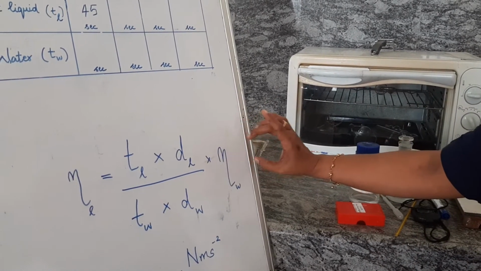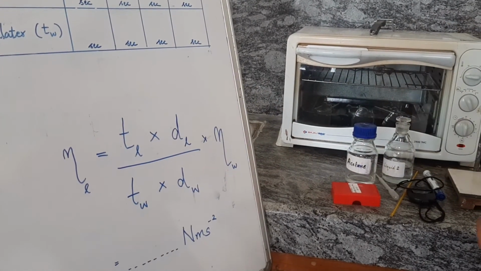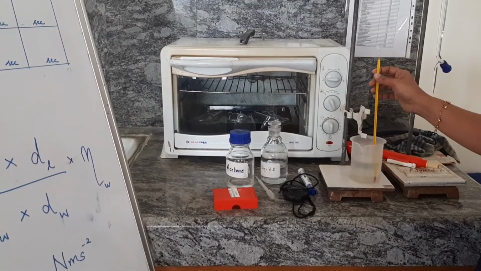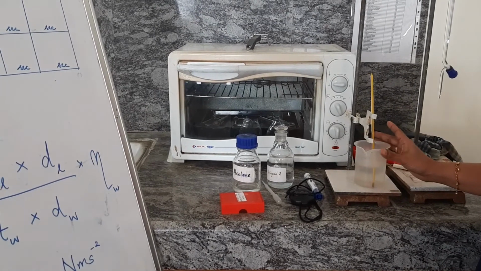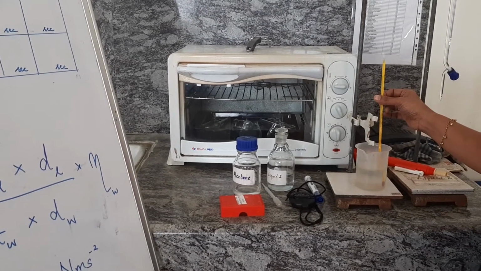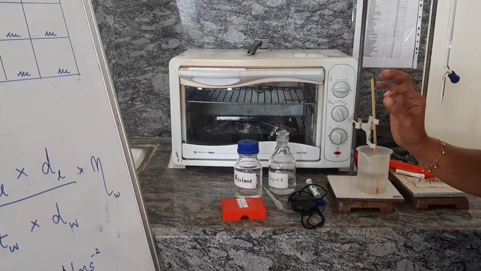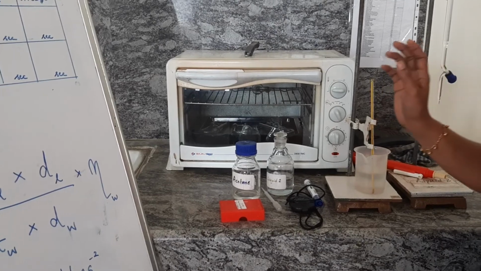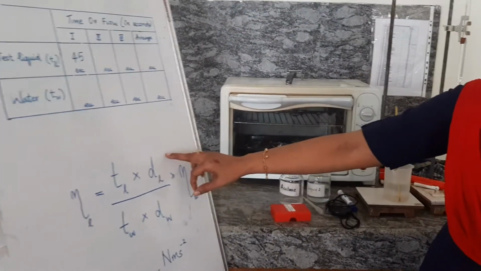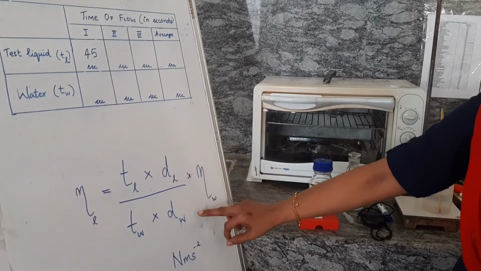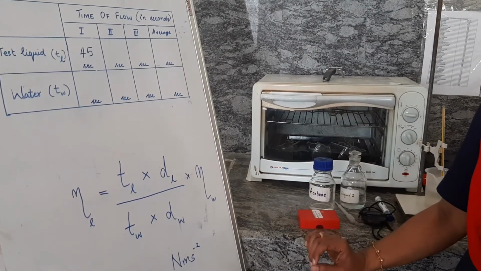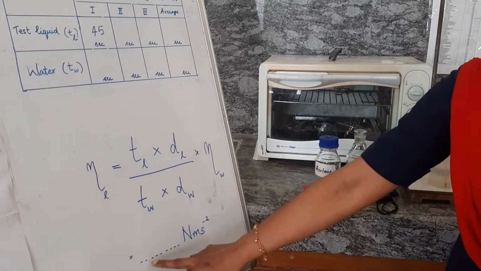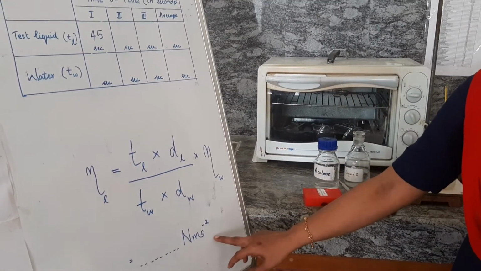Now to give these values, you should know the temperature at which the experiment is carried out. For that, you have to find the temperature of the bath in which the liquid was kept using a thermometer. Using this thermometer, you should note down the temperature of the bath. With that temperature, we can give you the values for density of liquid, density of water, and coefficient of viscosity of water. And using these, you can calculate the coefficient of viscosity of the liquid. It will be calculated as so much Newton meter per second square.